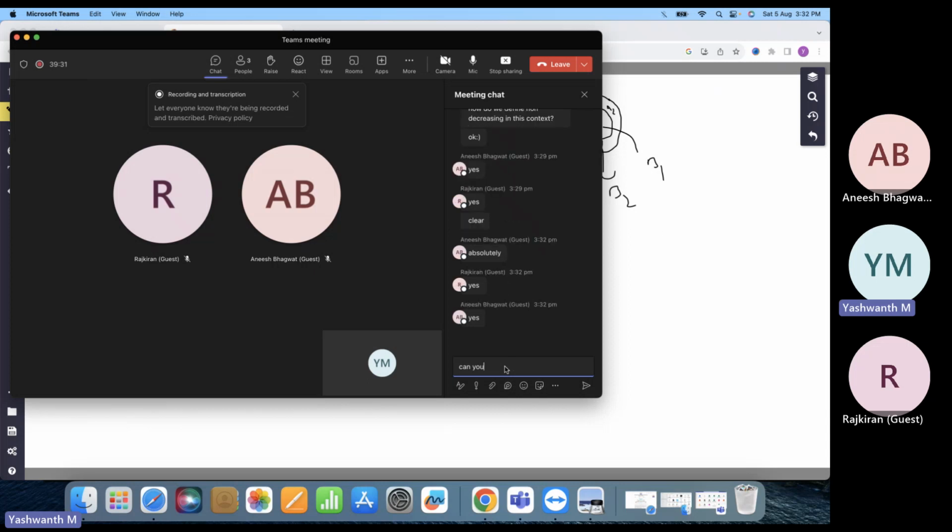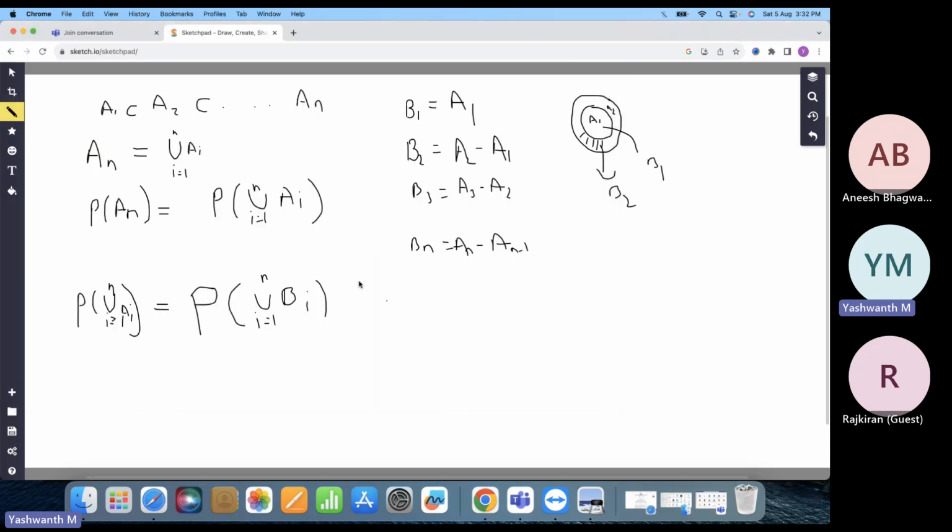Okay, cool. Because these are disjoint sets, the probability of the union of B1 to Bn you can write as the summation, i equal to 1 to n, of P of Bi. And one more thing: you are asked about this, the limit as n tends to infinity.